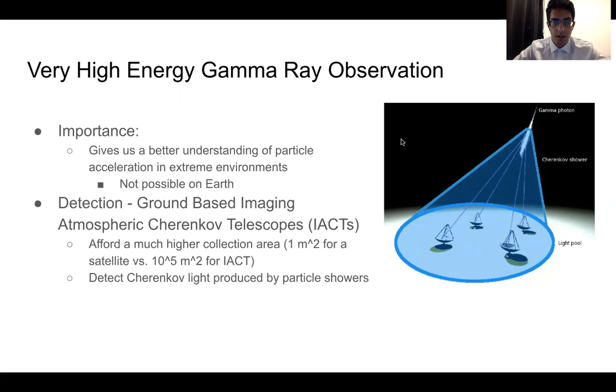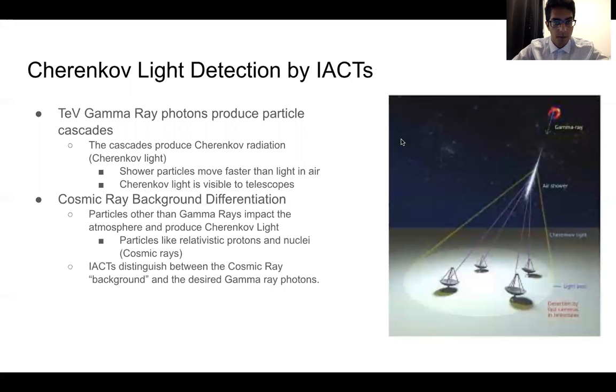And these telescopes afford us a much higher collection area than their spaceborne counterparts, which only have around 1 meter squared, versus a ground-based telescope, which can use the entire atmosphere and have around 10 to the fifth meter squared collection area. And these telescopes detect Cherenkov light that's produced by particle showers, and we'll get into that right now.